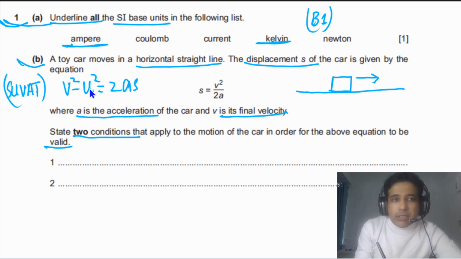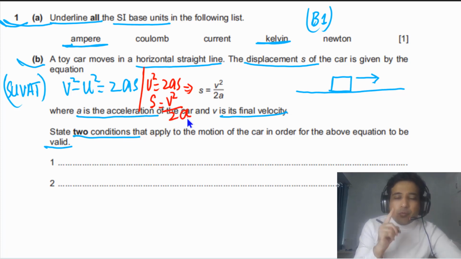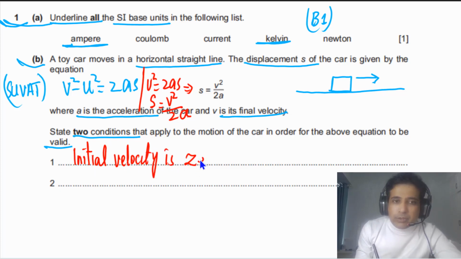Now if we compare these two, we can find out that if U is equal to 0, then V squared will be equal to 2AS, and then we can make S the subject and write this is equal to V squared divided by 2A. So one condition for the motion of the car is that the initial velocity of the car has to be 0. We can use this equation if the initial velocity of the car is 0.